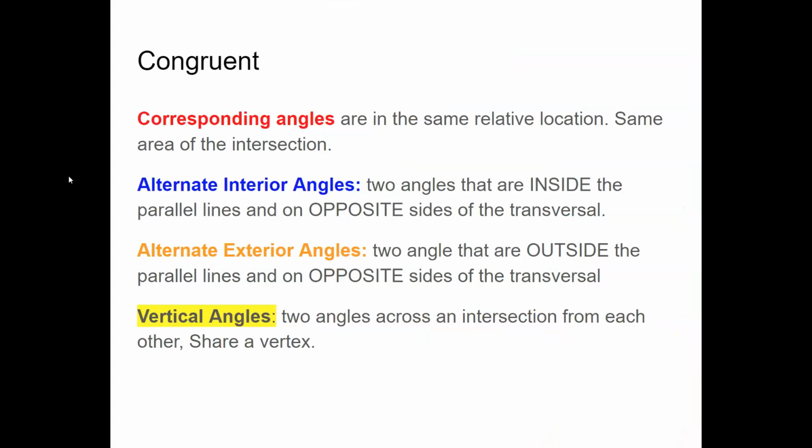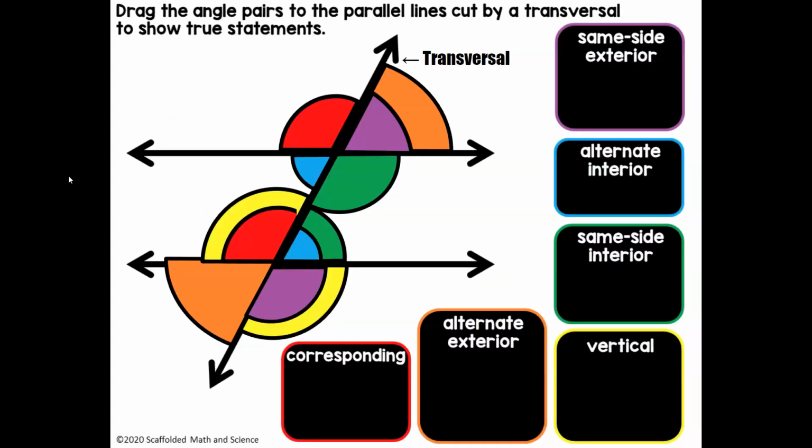Alright guys, so what we're going to do today is talk about the different angles that can be formed when two parallel lines are cut by a transversal. And then we're going to discuss how to use that information to determine missing angle measures. So first off, let's look here at our cheat sheet that we did the other day in class.